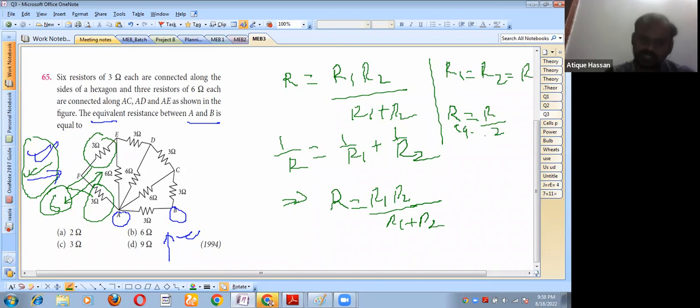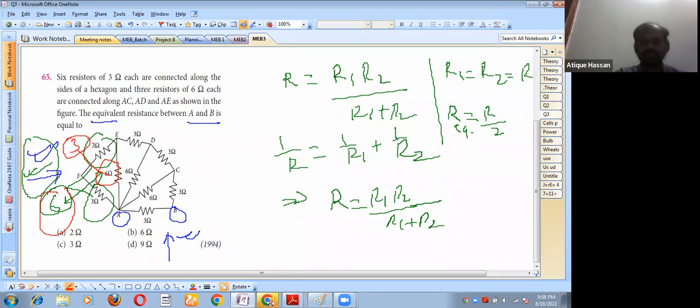This was the same as the series combination of capacitors. So both are reverse. The formula of series combination of resistors is equivalent to the parallel combination of capacitors, and the formula for parallel combination of resistors is equivalent to the series combination of capacitors. Both are cross linked. Coming back to the question, this 6 ohm is in parallel with 6 ohm, so the equivalent resistance will become 3 ohm.